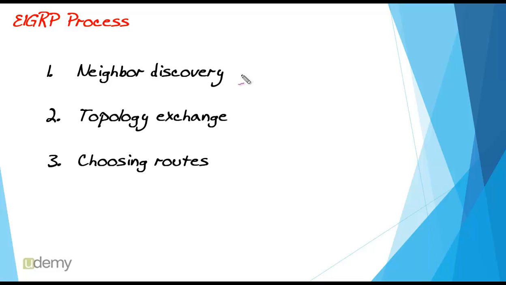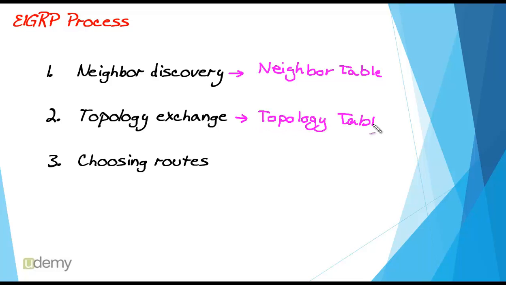First of all, before EIGRP routers could trust each other and send their topology information, they should become neighbors. This process is called neighbor discovery. EIGRP routers send some hello packets, and after that, if everything is okay, they become neighbors. So after this phase, a neighbor table is formed or updated. After this neighborship is formed, routers send their topology information to each other. So after this phase, the topology table of each side is formed or updated.